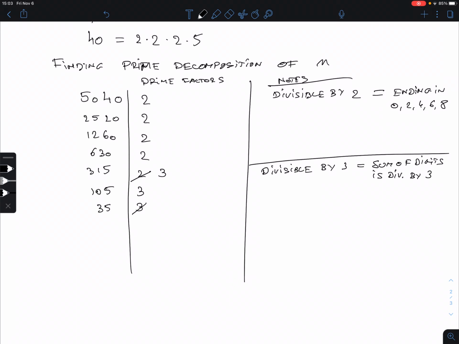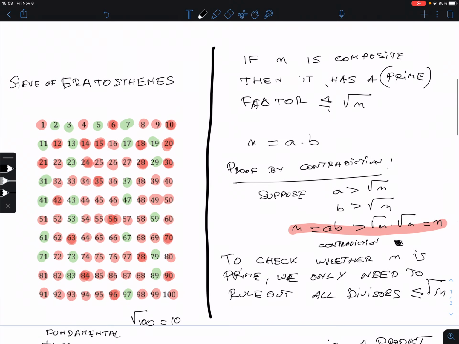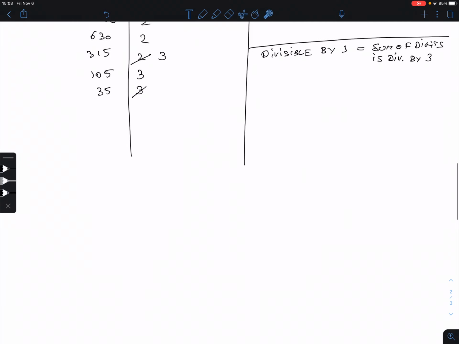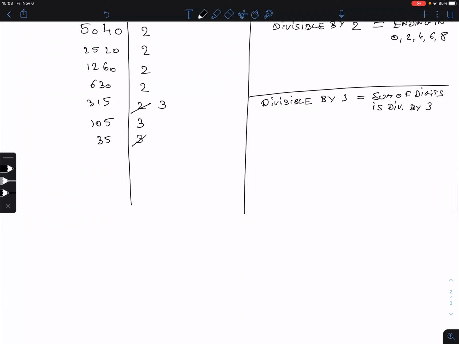I go to the next, not 4. That cannot be anymore. We go to 5, the next prime number. Is it divisible by 5? And the answer is yes. How do I know that? Well, I'm sure you know this one. When is a number divisible by 5? If it ends in 0 or 5. In this case it ends in 5, so yes. So we divide by 5 and we find 7.